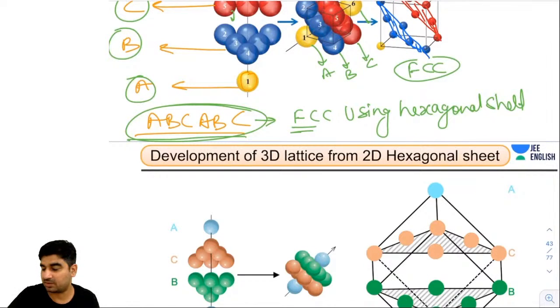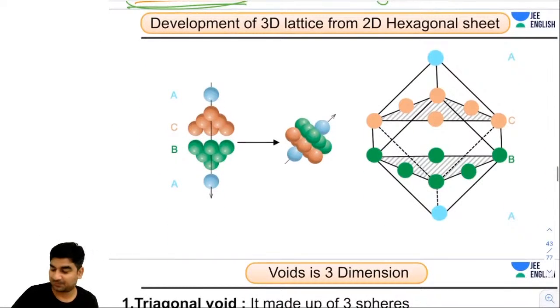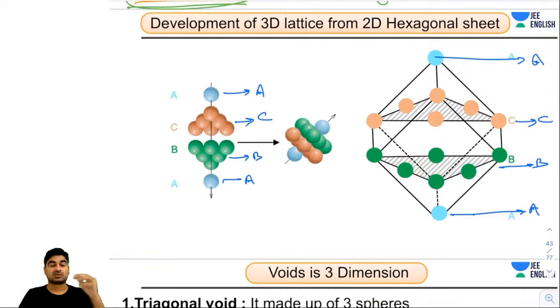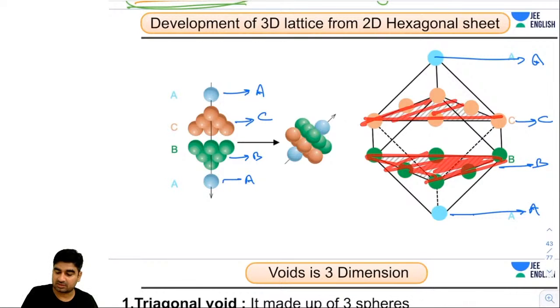So everything would be same. Here you can see, again I have shown you, this is the problem IIT JEE asked. So this is A, B, C, and A, B, C, and A, right? So these are the layers, guys. This is one hexagonal layer, this is one hexagonal layer, this is another hexagonal layer.